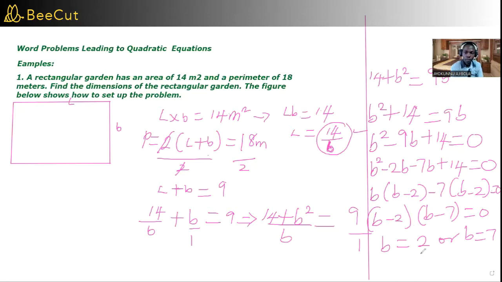So if b is 2, I think Eniola is trying to join back now. See, it's in there.